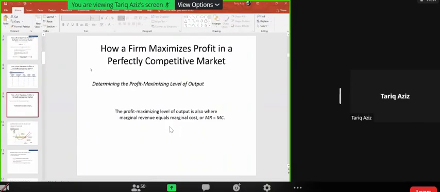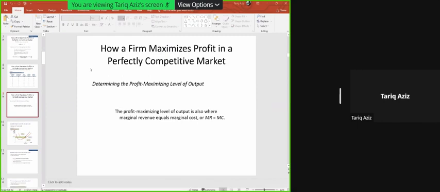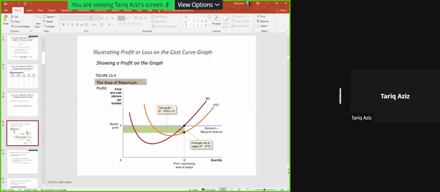And we saw that the point where MR is equal to MC, where MR is marginal revenue and MC is marginal cost, is the point where the firm will earn maximum profit. That is the level of output that will generate maximum profit for the firm. Graphically, that relationship can be shown like this.